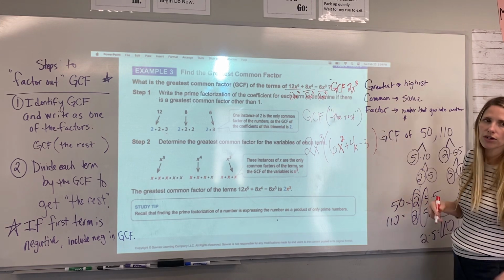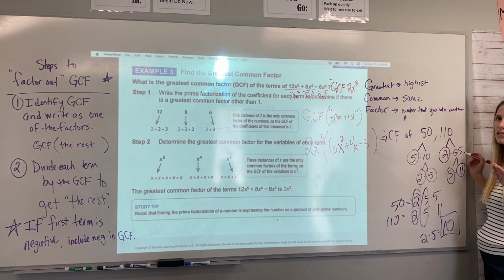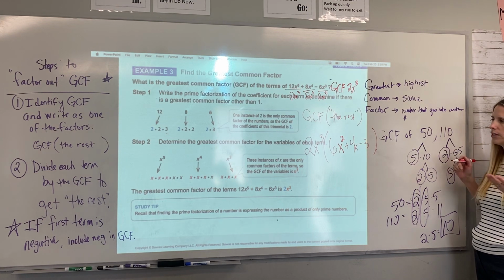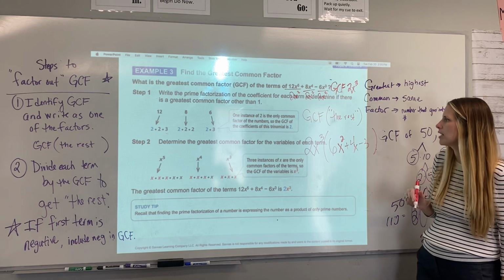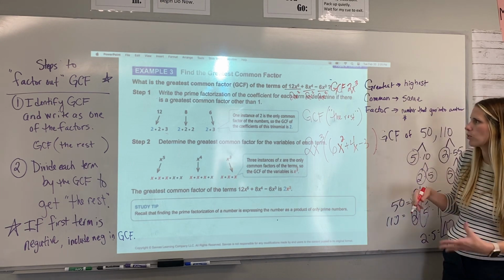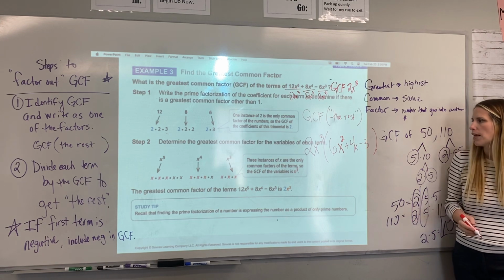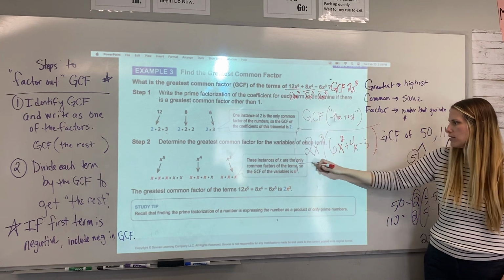x to the third over x to the third is gone. Well, it's not 0, it's x to the third over x to the third is 1. Negative 3 times 1 is negative 3. So it doesn't change anything, so we're not going to put anything there because it canceled itself out. And this is your final answer.